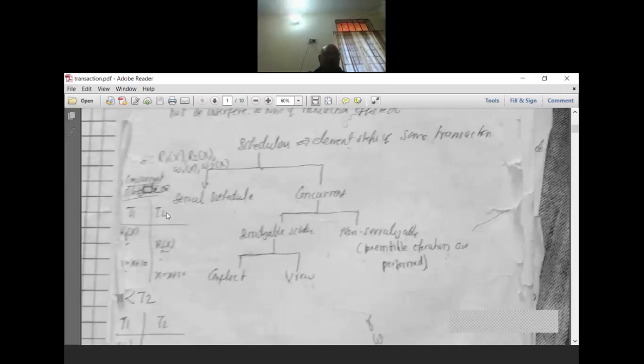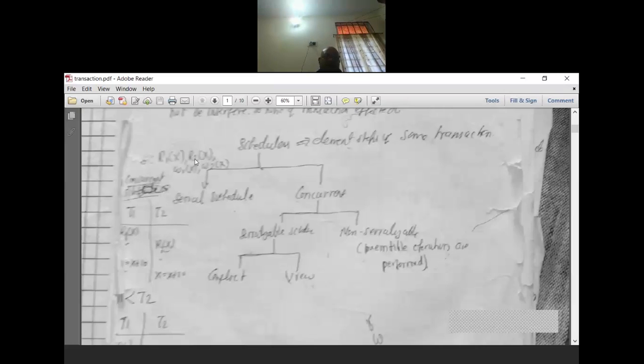I have made T1 and T2, and I have arranged this schedule in the form of transactions. R1x means the first transaction is performing the read operation on data item X. In the similar way, the second transaction is performing read operation on data item X. So under the first transaction, I will write read X. And next is read 2x.